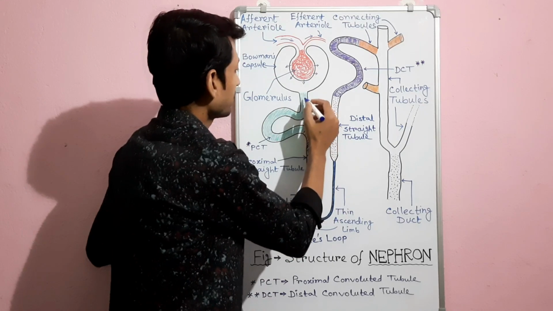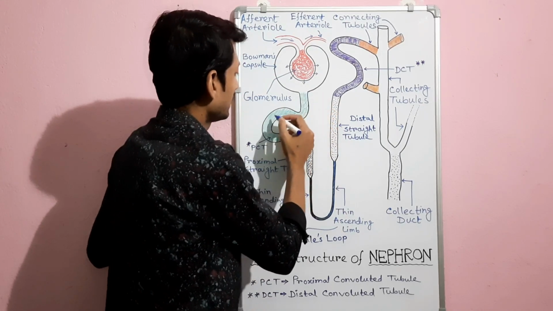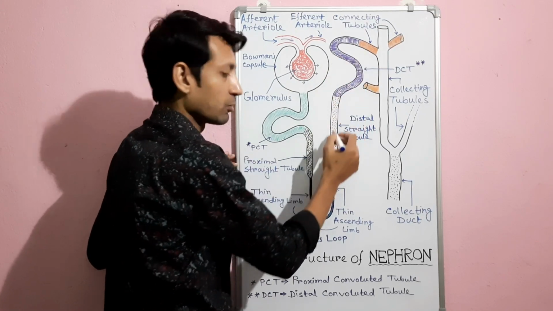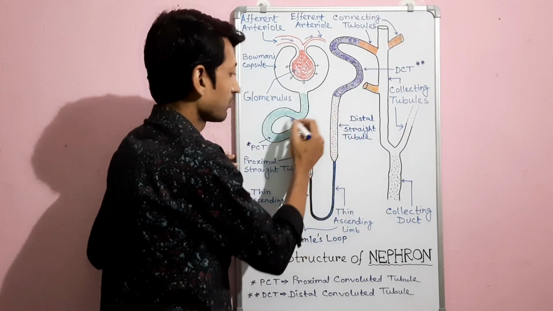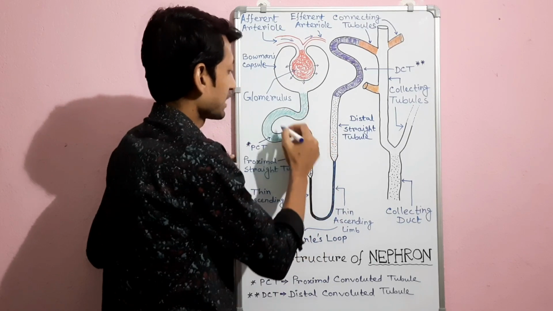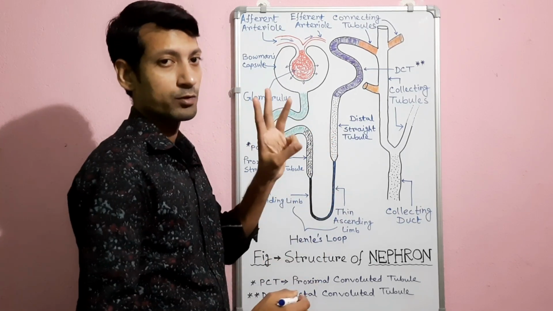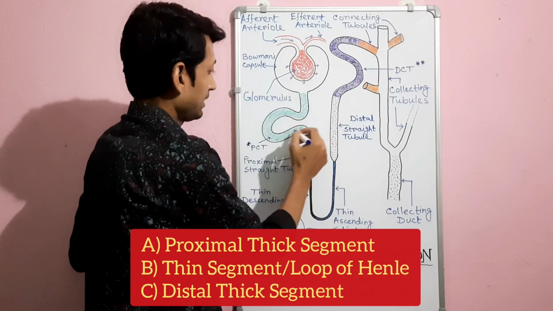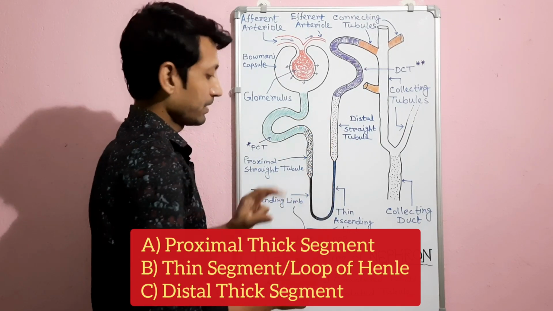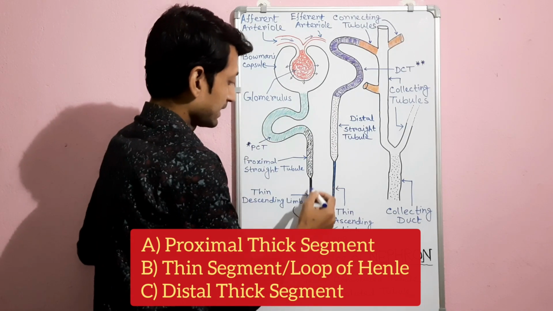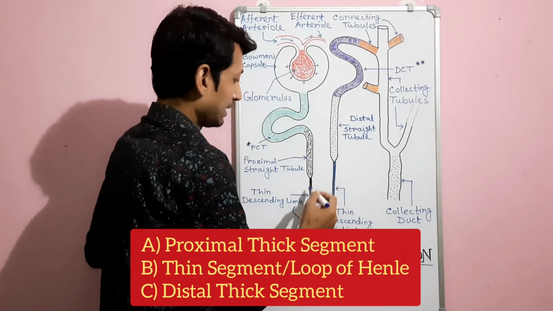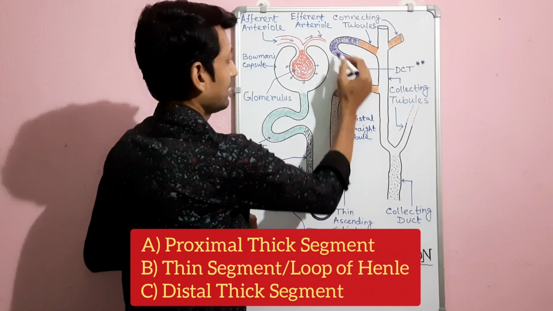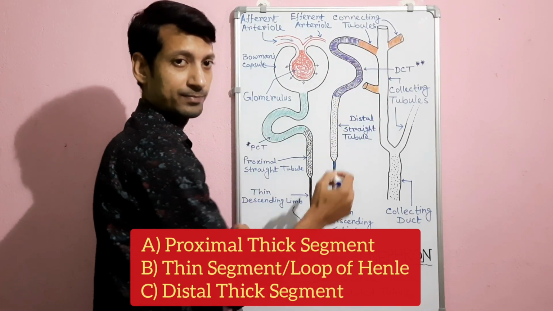Now, continuing from Bowman's capsule, this remaining portion of the nephron is known as the tubular part or the tubular system. This tubular part has three zones. Number 1, the proximal thick segment. Number 2, the thin segment or Henle's loop. And number 3, the distal thick segment.